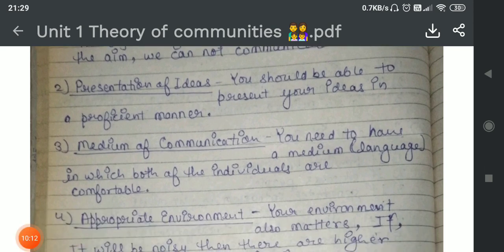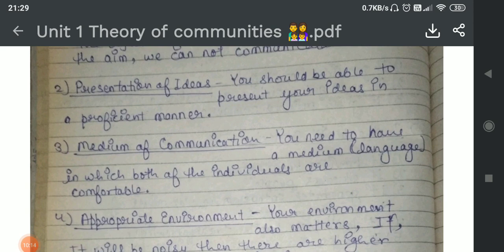Now we have presentation of your ideas, so your ideas should be precise, and they should be brief, right? There should be clarity in your ideas. It doesn't mean that at one point you are talking about something, then at another you are talking about something different. So it's more like organization of your ideas. Then medium of communication, you need to have a medium, meaning language, in which both of the individuals are comfortable. Suppose I am talking to you in Hindi or in English and you are not comfortable in that language, so maybe I should change my language, right?